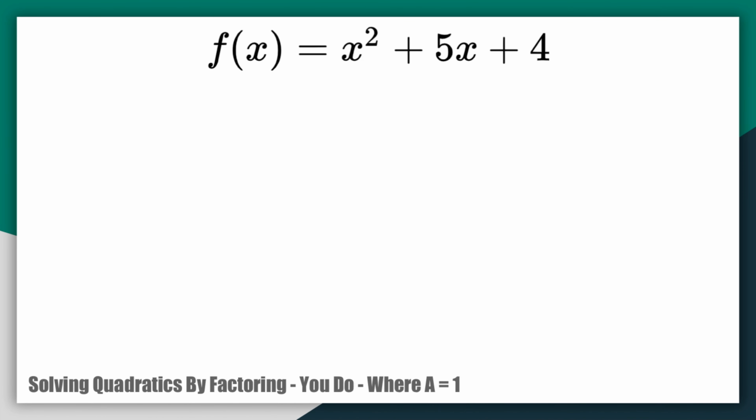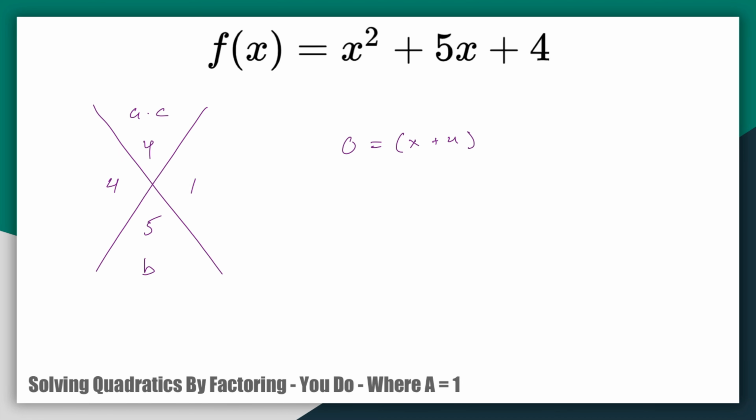All right. Now here's one for you guys to do. Give it a pause, give it a try. Okay, so hopefully you gave this a try. You do your x factor or your diamond method. A times c goes up top to be 4. B goes on the bottom to be 5. What times what gives you 4 that adds to be 5? The answers would be 4 and 1. 4 plus 1 is 5. 4 times 1 is 4. So I can go 0 is equal to x plus 4 times x plus 1.